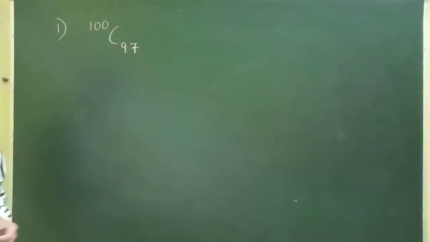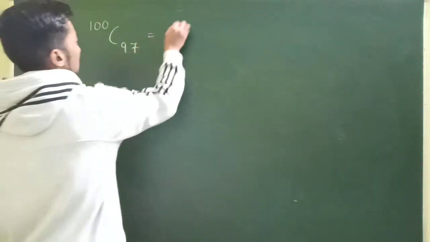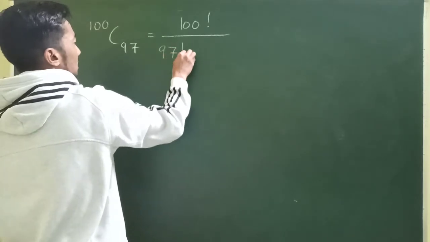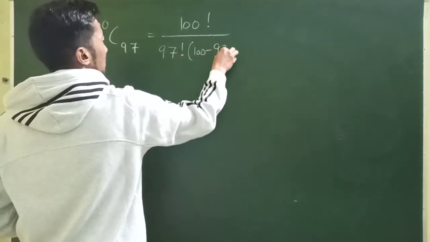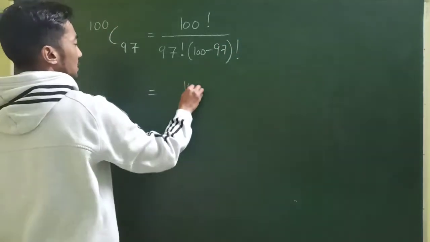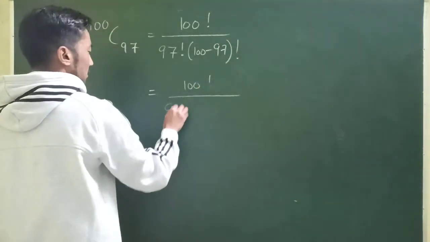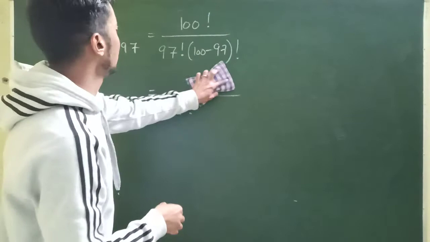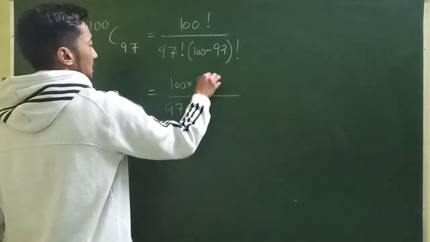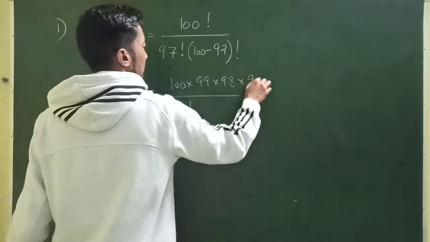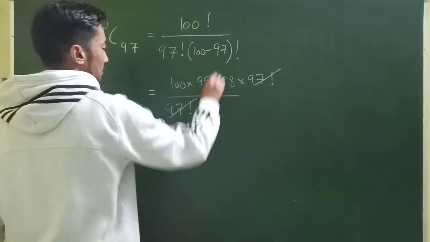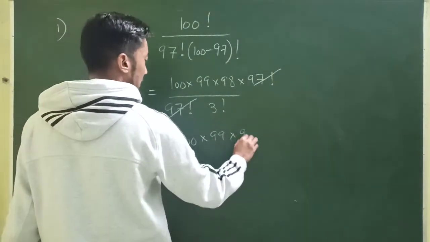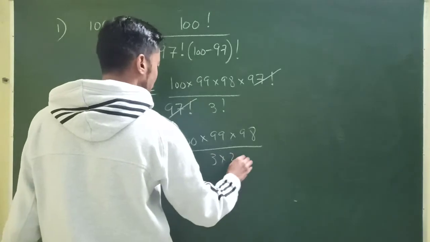100C97. Let's calculate this value. Of course, let's just use the formula: n factorial by r factorial into n minus r factorial. So that's going to be 100 factorial by 97 factorial by 3 factorial. This 100 factorial I'll expand because I have this 97: 100 into 99 into 98 into 97 factorial, and of course this will be 3 factorial. So that's 100 into 99 into 98 by 3 into 2 into 1.